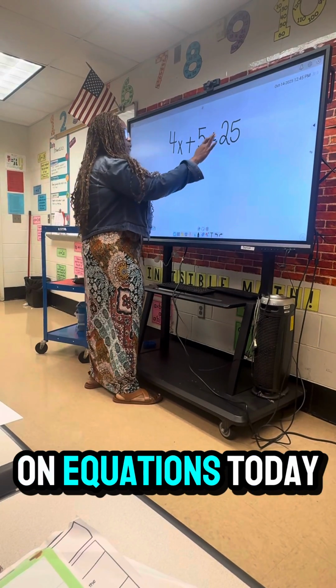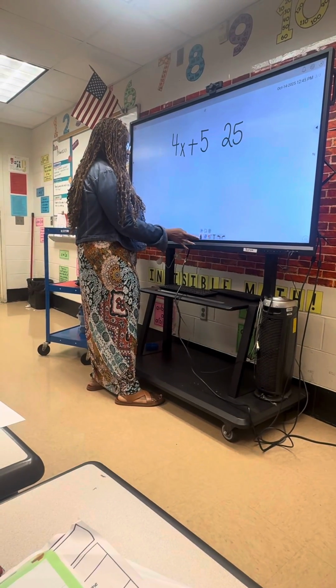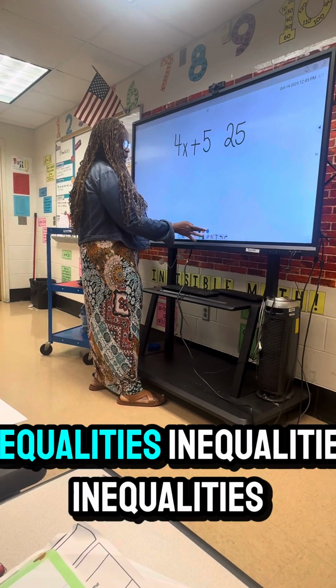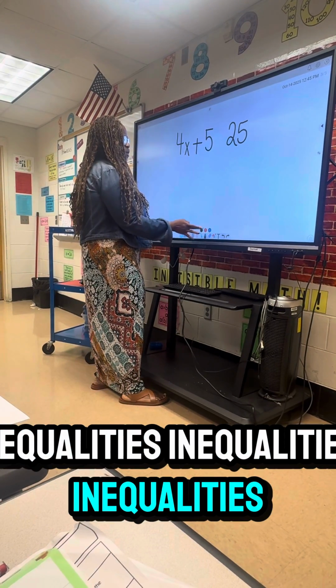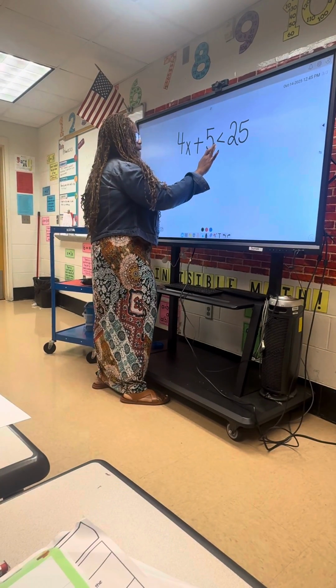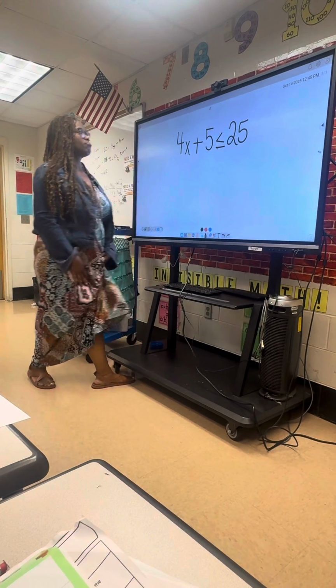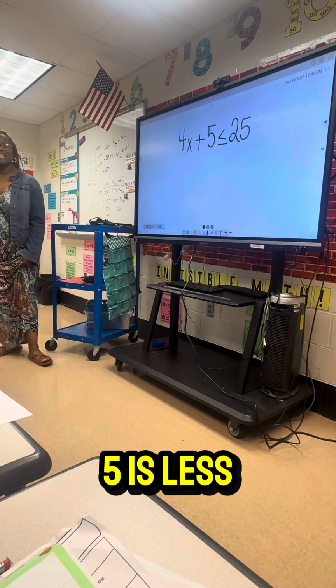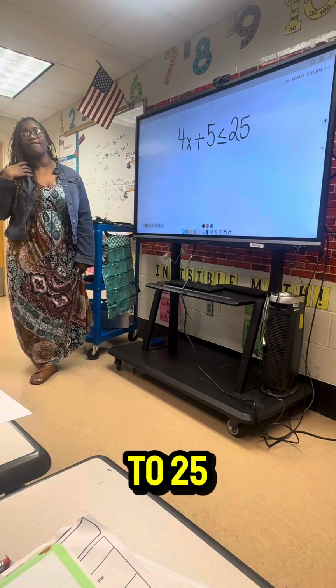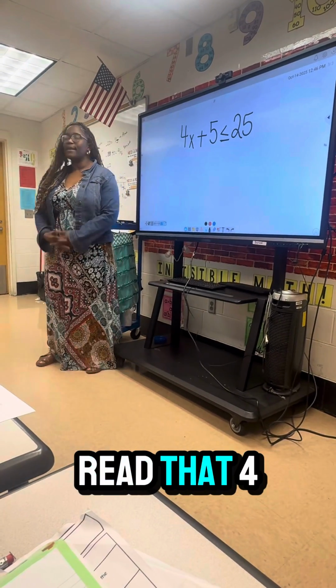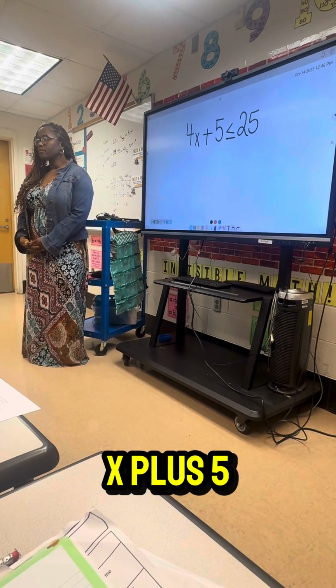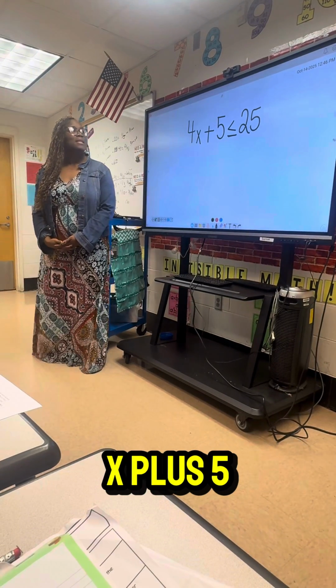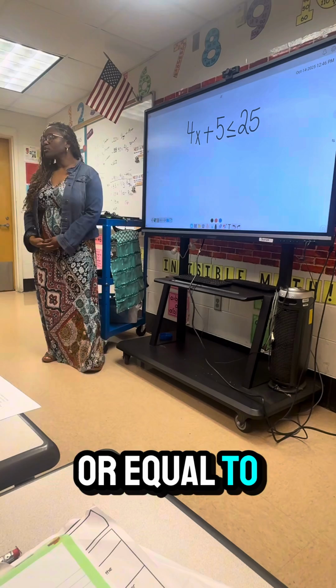Sorry, we're not working on equations today. What are we working on? Inequalities. And we will read that as 4x plus 5 is less than or equal to 25. That's how we read that. 4x plus 5 is less than or equal to 25.